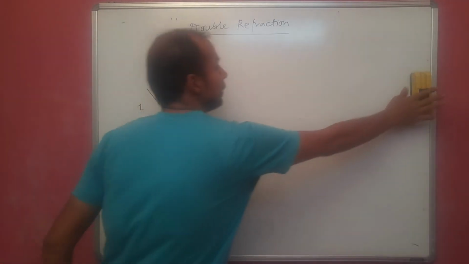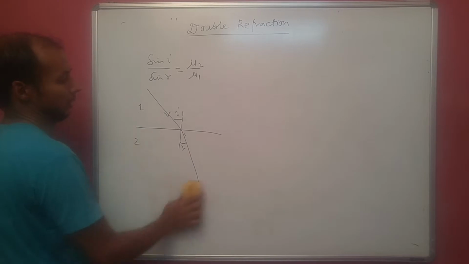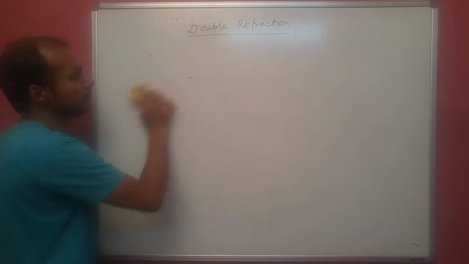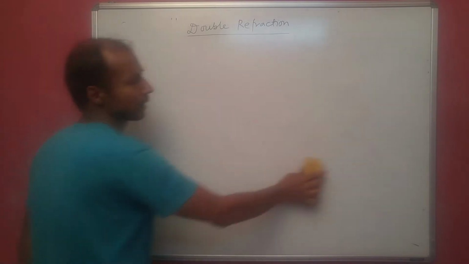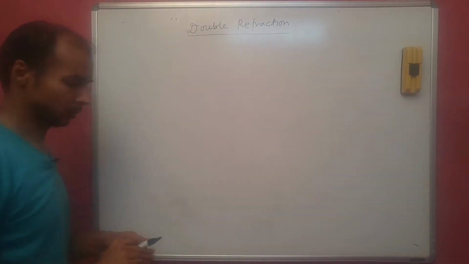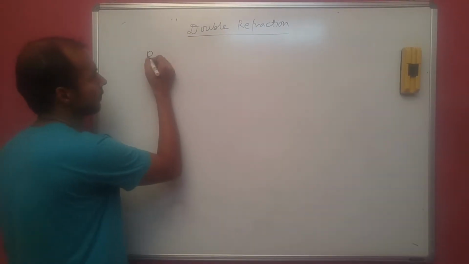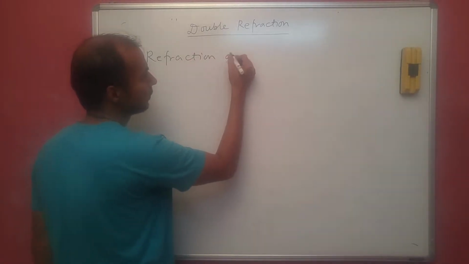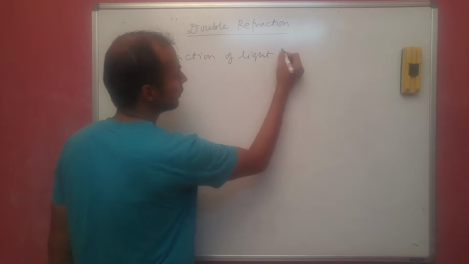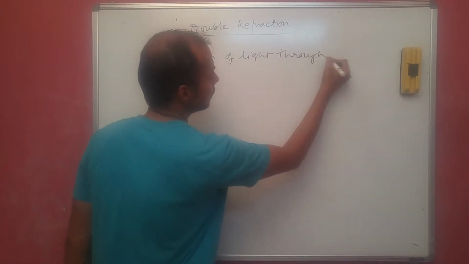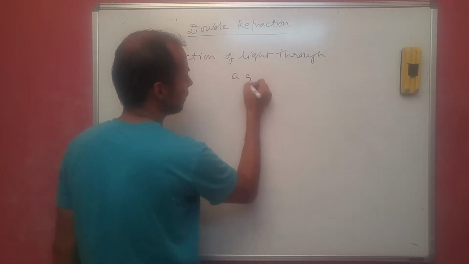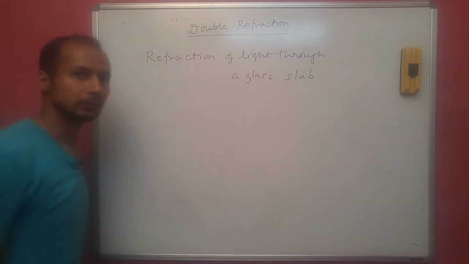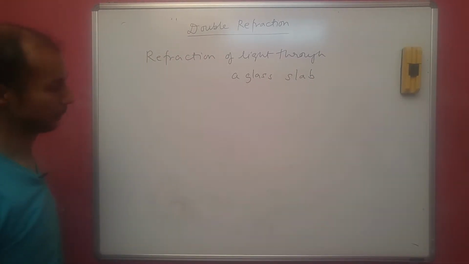Now we'll do double refraction. So what are the cases in which double refraction happens? The first simple example is refraction of light through a glass slab. So that's the case of double refraction.